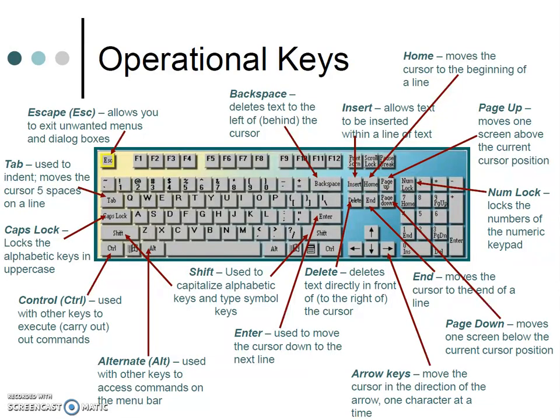Numlock, or Number Lock, locks the numbers of the numeric keypad. So in order to use the numeric keypad, you have to push Numlock and make sure the light lights up on the keyboard, then it's on. End is a button that moves the cursor to the end of a line. Page Down moves one screen below the current cursor position. The arrow keys are used to move the cursor in the direction of the arrow, one character at a time.